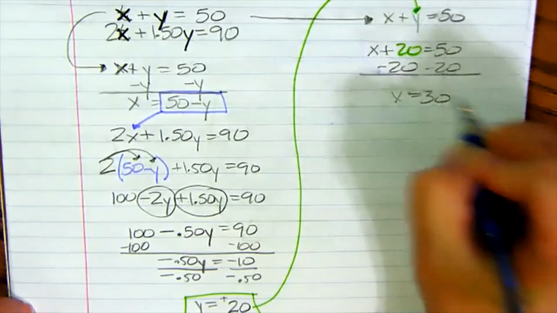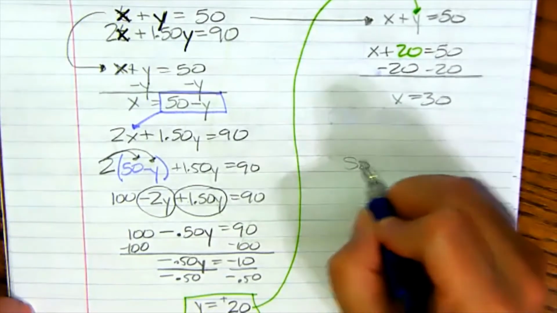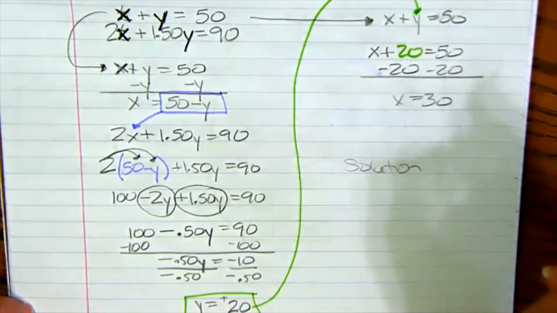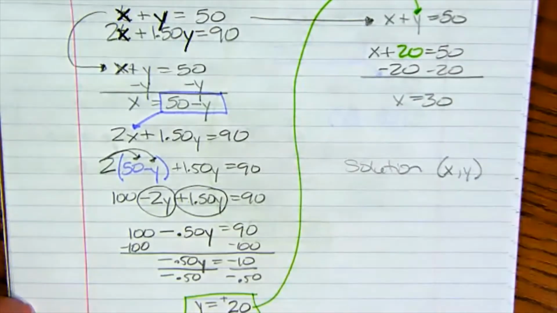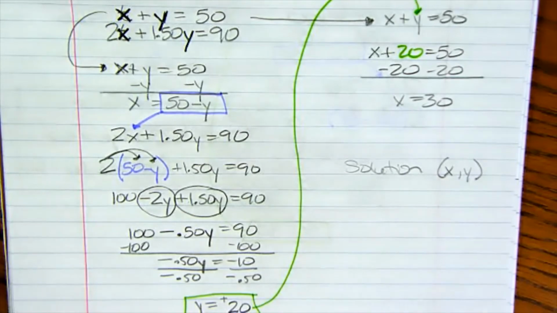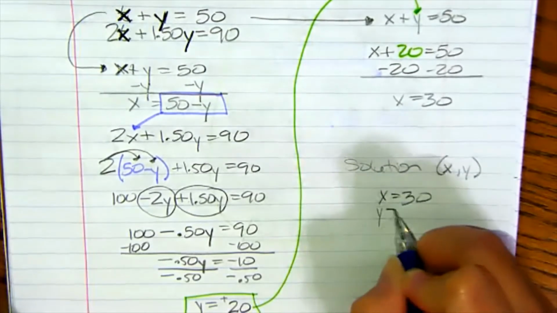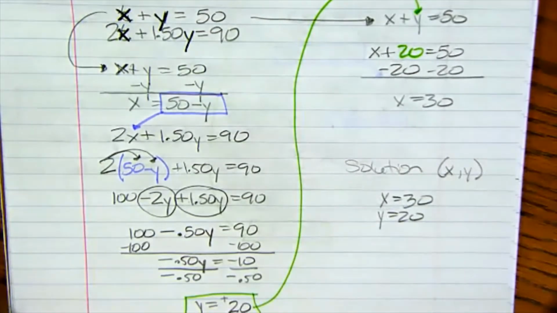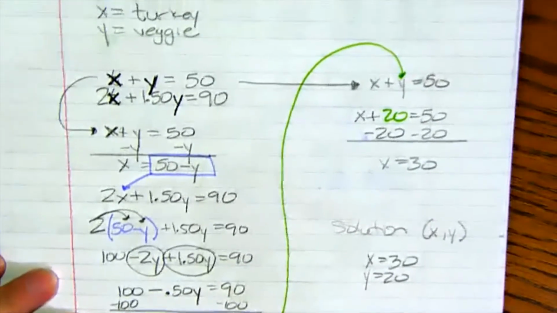X equals 30. Okay, so we know a solution for a system of equations is always an X and a Y, right? But here we're talking about turkey burgers and veggie burgers. So my X is equal to 30 and my Y is equal to 20. Let's go back up here to our key.